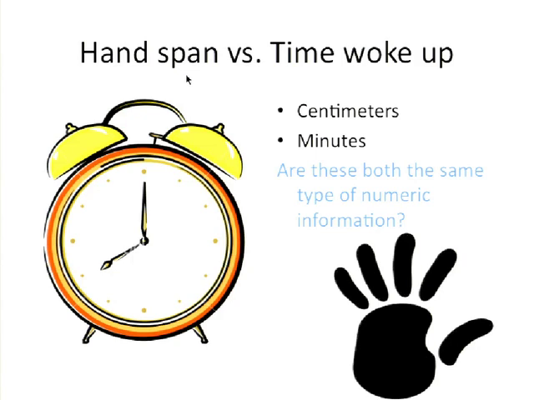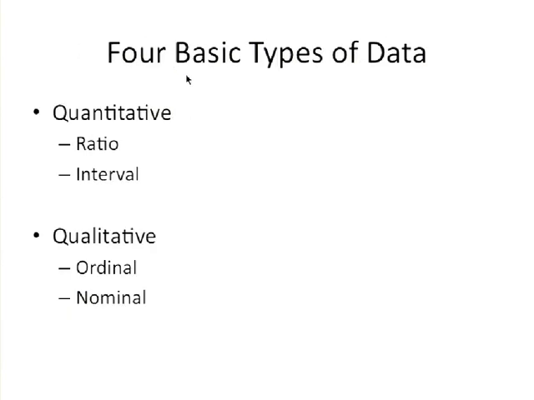We call the first one, where we can say my hand is 10% bigger than your hand, a ratio type of numeric variable. And the one where it doesn't make sense to do that, but I could say I got up an hour before you did, so I can look at the difference between values, my value and your value, that is an interval type of quantitative measurement.